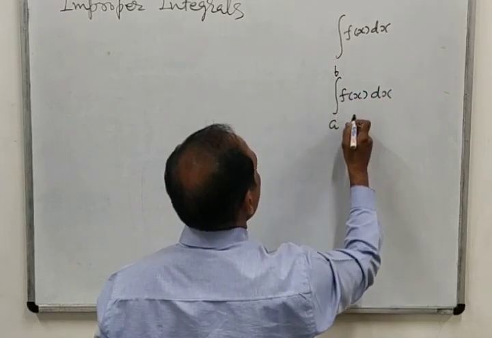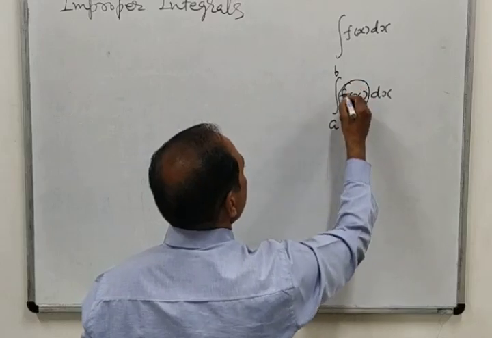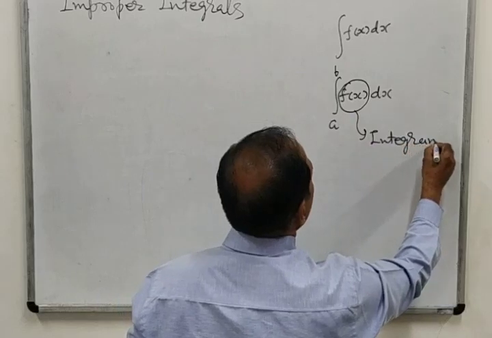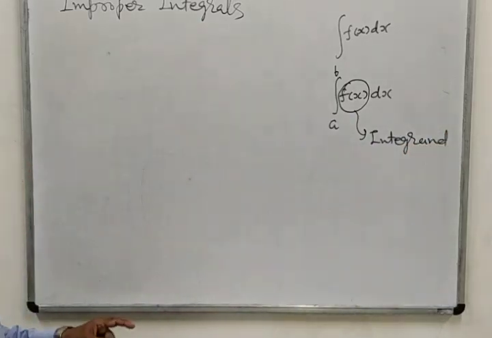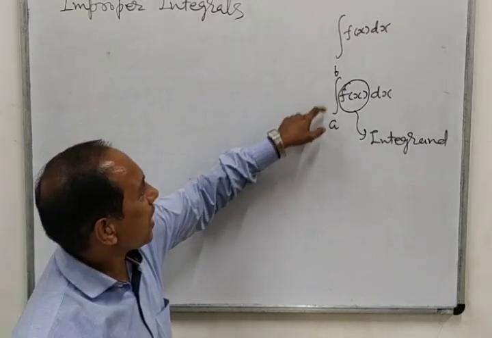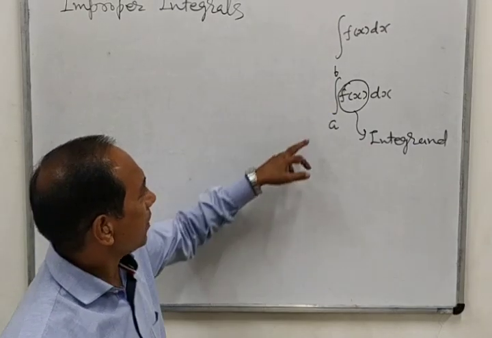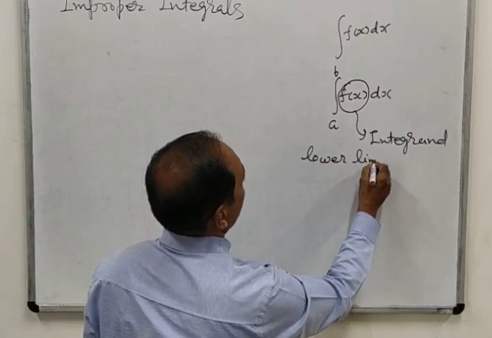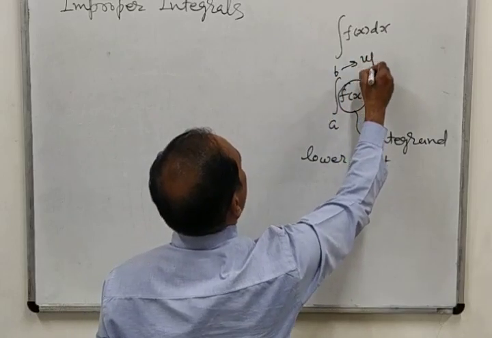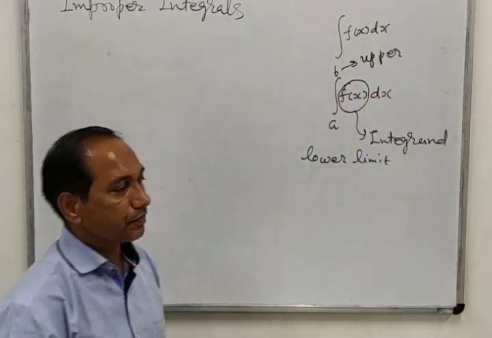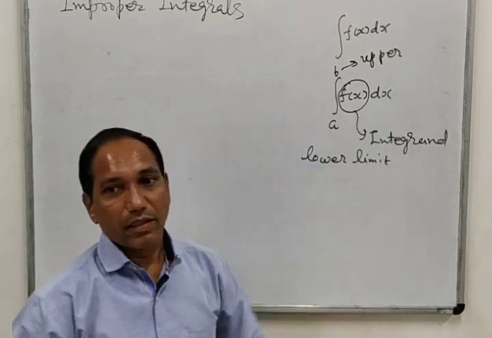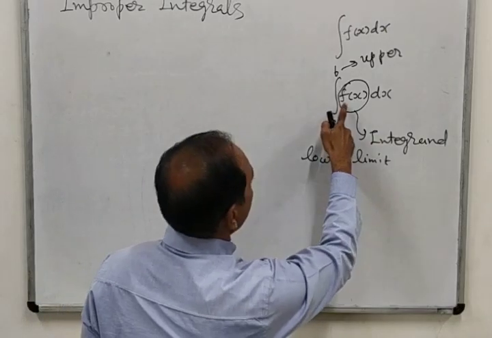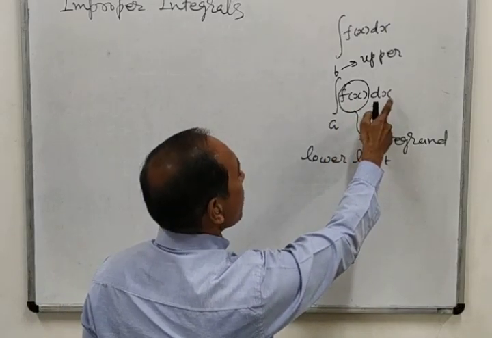That means from a to b. Here the function f(x) inside we will call the integrand. This is known as the integrand. Okay? And a and b are known as the limits of integration. a is known as the lower limit and b is known as the upper limit. Okay? And dx is just simply the symbolic representation. That means we are integrating the function f with respect to x.